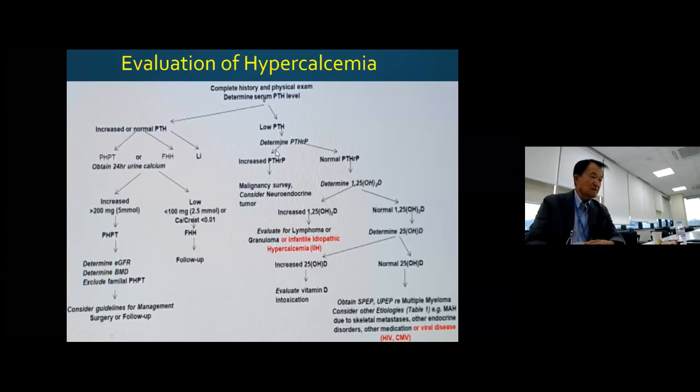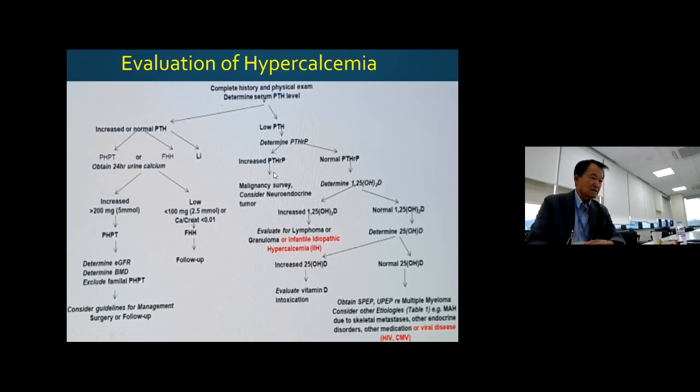So in hypercalcemia, you check parathyroid hormone. If parathyroid hormone is increased, that's usually hyperparathyroidism. In primary hyperparathyroidism, about 80% is adenoma, and the secondary and tertiary forms are more likely related to chronic renal diseases.